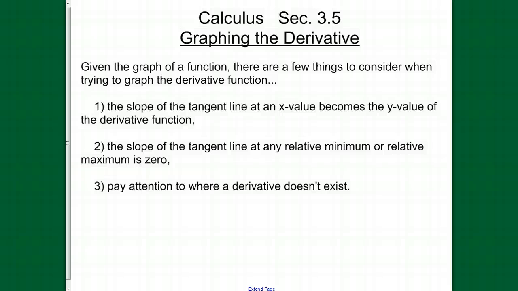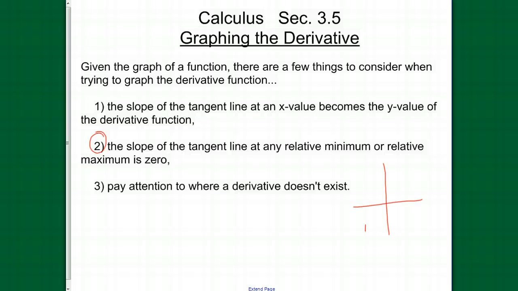All right, so to graph a derivative function, the y values of the derivative function are the values of the slope of the tangent line at a certain x value. When you are given a graph, what you want to start with is number 2. At any relative minimum or a relative maximum, the tangent line has a slope of 0.